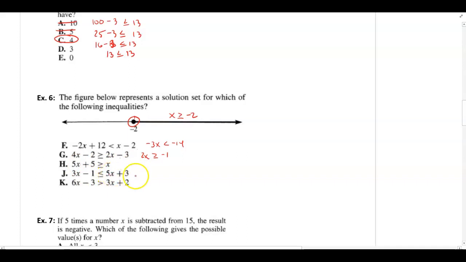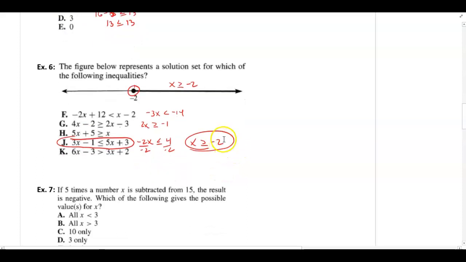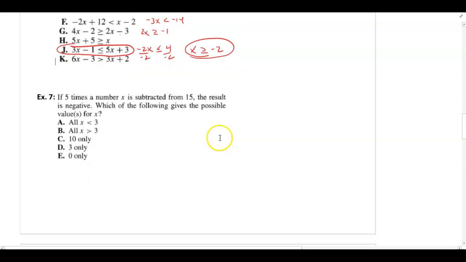So now, subtract 5x from both sides. 3x minus 5x is negative 2x. Add the 1, is less than or equal to 3 plus 1, which is 4. When I divide by negative 2, here I'm dividing by a negative, so I flip the inequality sign. 4 divided by negative 2 is negative 2. Here we have x is greater than or equal to negative 2, so letter J. You should check the last one to make sure, but due to video time, I'm just going to let you know it's J.